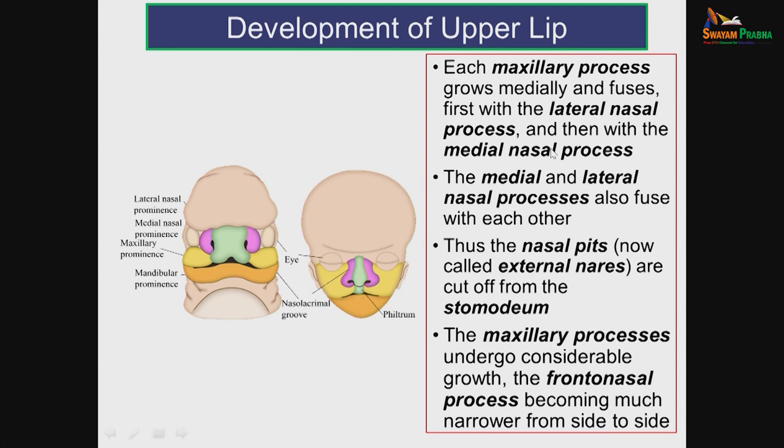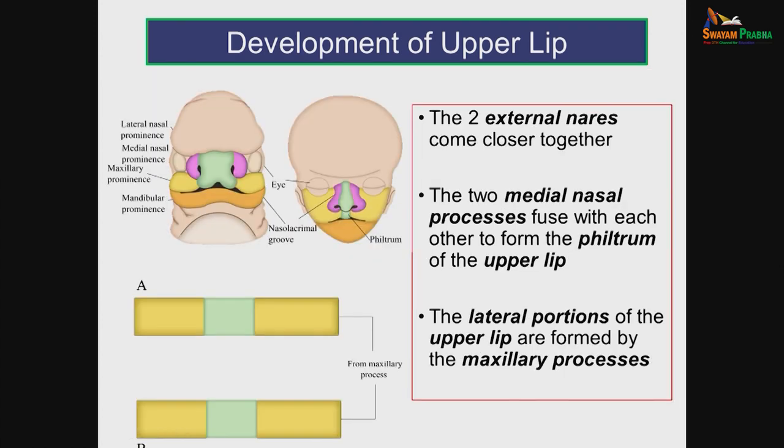Next, the maxillary process is going to undergo considerable growth, and hence the frontonasal process becomes very narrow from side to side. Because of this, the two external nares come closer to each other, and also the two medial nasal processes merge or fuse with each other, and they contribute to the formation of this part of the upper lip which is called the philtrum of the upper lip. So the philtrum of the upper lip is formed by the fusion of the two medial nasal processes.